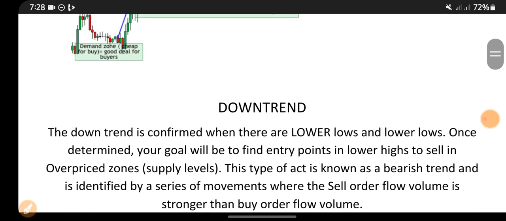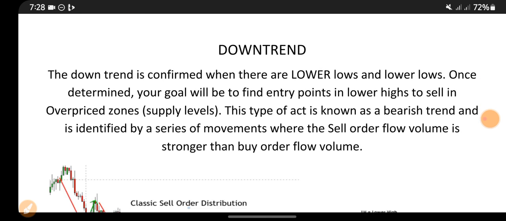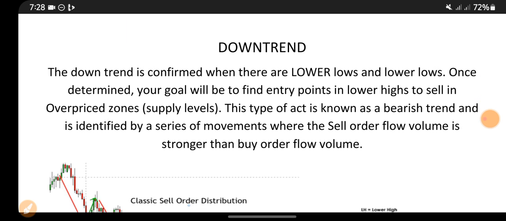Okay, now we talk about downtrend. When we say downtrend, it's exactly the opposite of an uptrend: a series of lower highs and lower lows. Once again, I made a mistake in this PDF too. Please forgive me. A downtrend is confirmed when there are lower highs and then lower lows. Once determined, your goal will be to find entry points in the lower highs to sell in the overpriced zones, and that is the supply level.